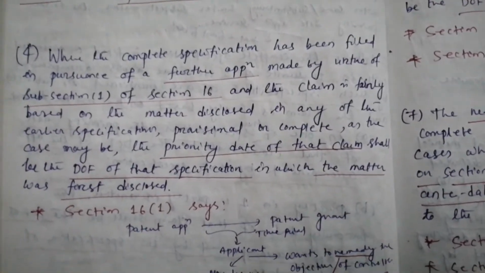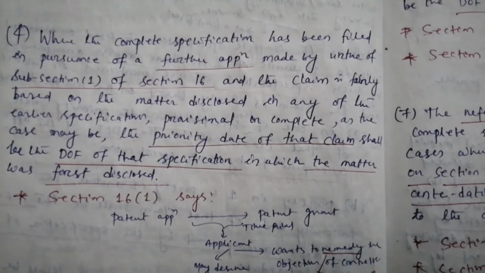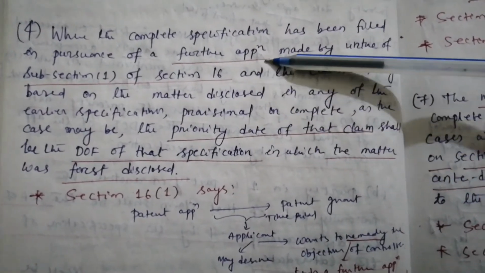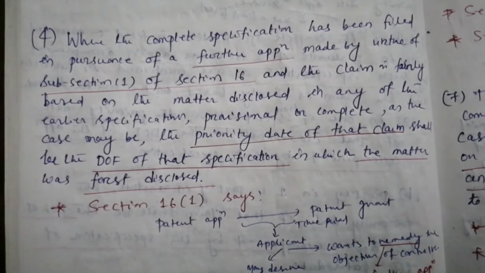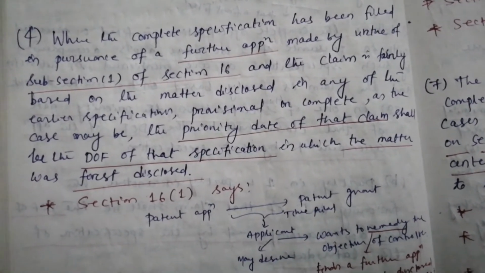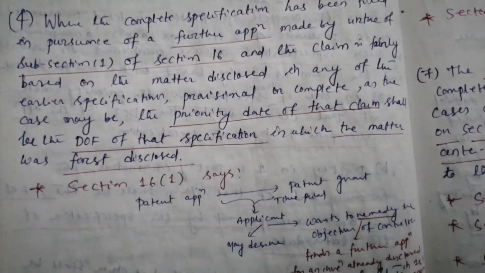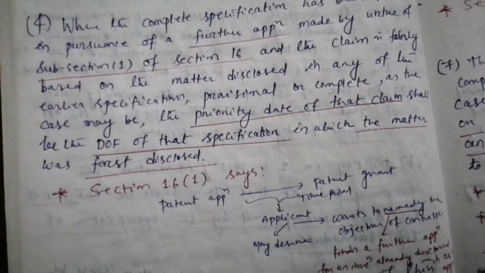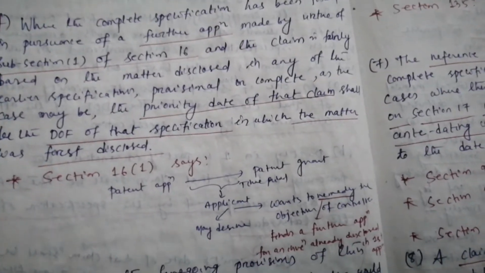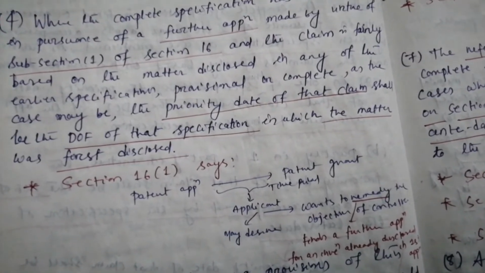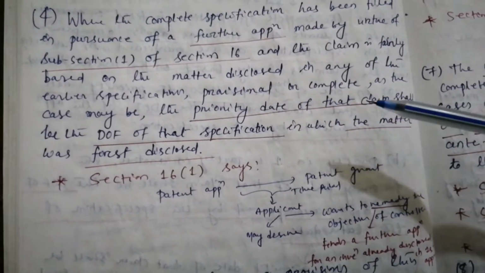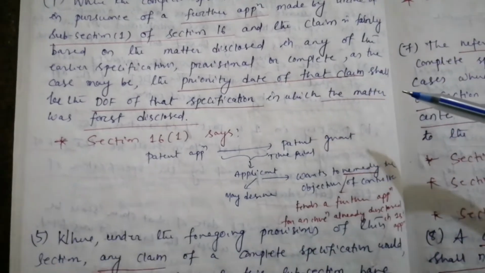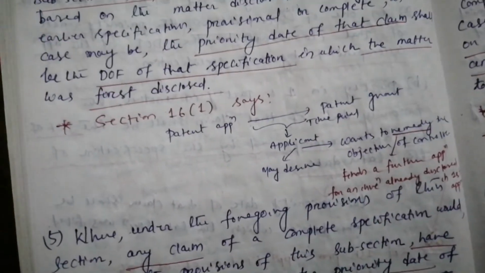Subsection 4. Where the complete specification has been filed in pursuance of a further application. Now look at the underlined word. Further application made by virtue of subsection 1 of section 16, and the claim is fairly based on the matter disclosed in any of the earlier specifications, provisional or complete as the case may be, the priority date of that claim shall be the date of filing of that specification in which the matter was first disclosed. This is also about the specification in which the matter was first disclosed, but there is a little difference here as it is mentioning subsection 1 of section 16, and section 16 is about divisional applications. Fine.